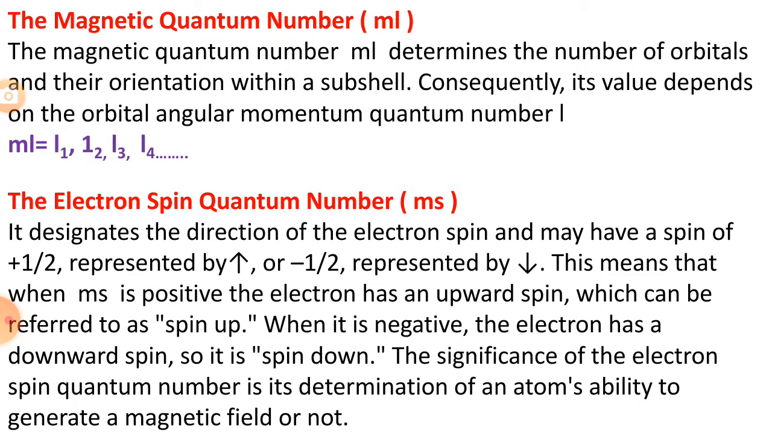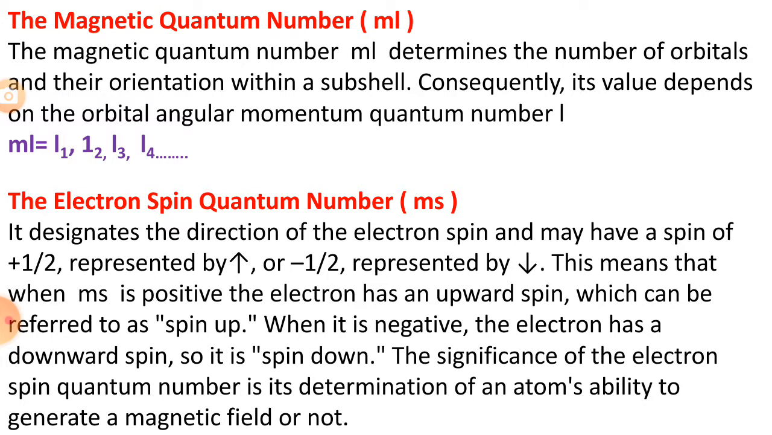There are different quantum numbers. The first one is the magnetic quantum number, ml, which shows angular momentum, or L. The magnetic quantum number ml determines the number of orbitals and their orientation within a subshell, so its value depends on the orbital angular momentum quantum number L. It is denoted by ml.